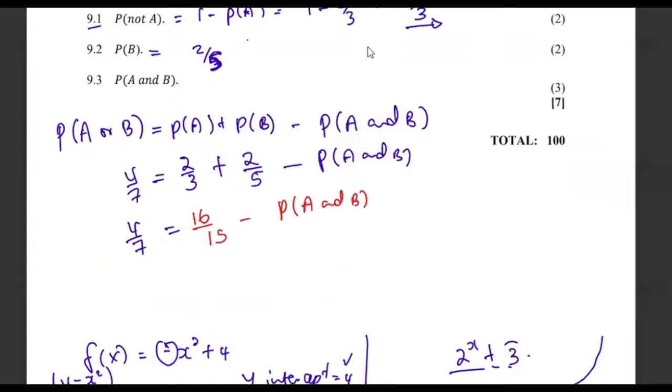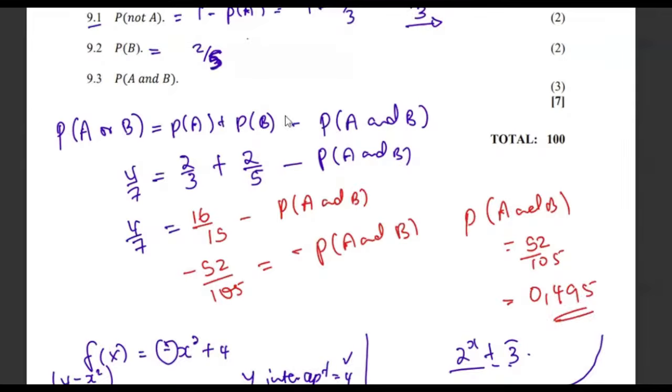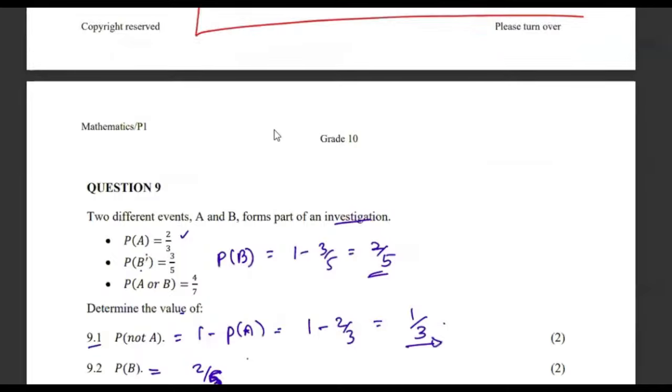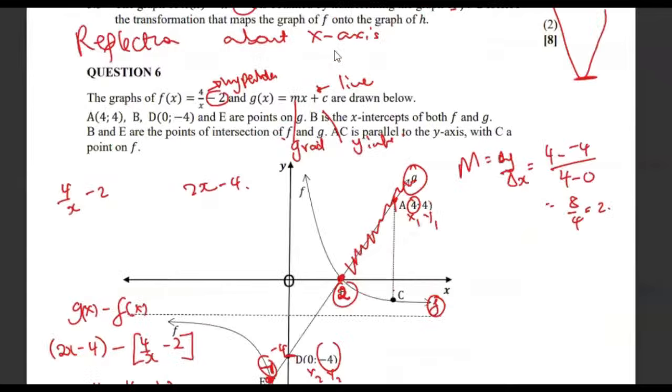So if I have my 4 over 7, and then I subtract my answer, I'm getting negative 52 over 105 is equal to negative P(A and B). Divide through by a negative, meaning the A and B is just 52 over 105. And then if I change that to a decimal, it's 0.495. Okay, so that brings us to the end of this paper. And I wish you guys all the best in your preparations. Let's meet when we meet. Bye-bye.